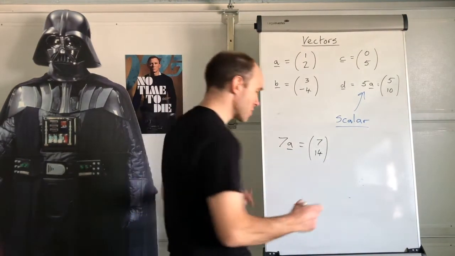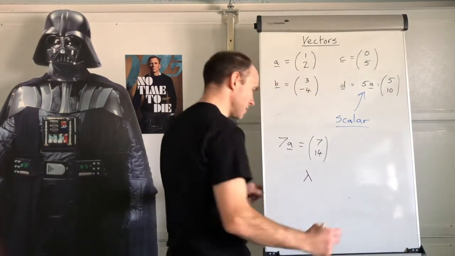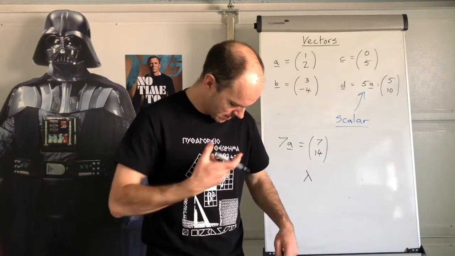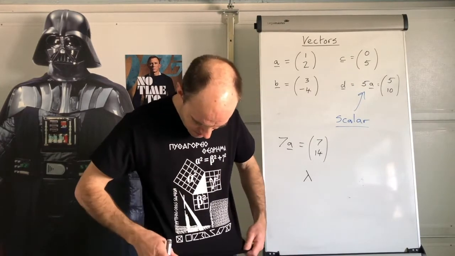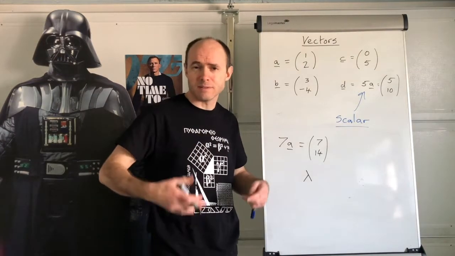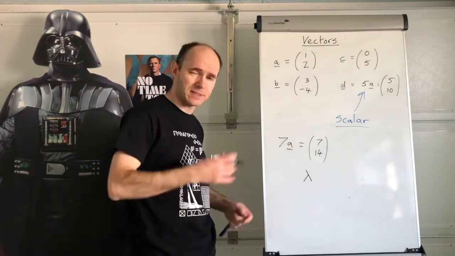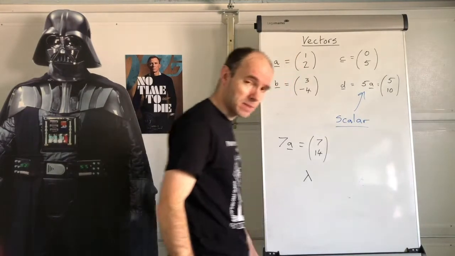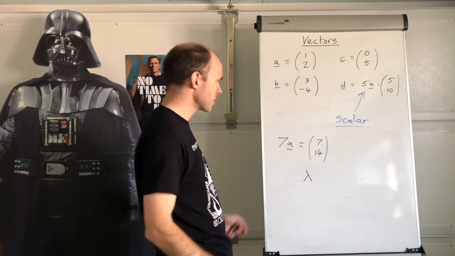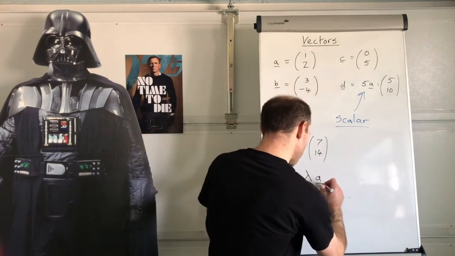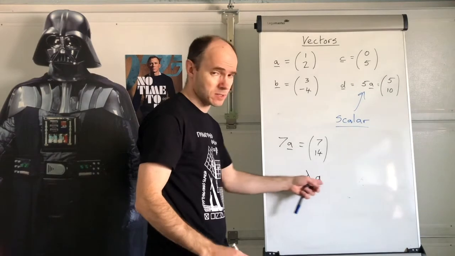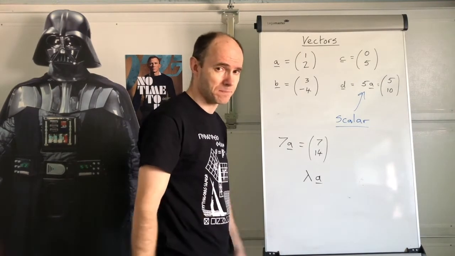We tend to use a Greek letter lambda. I don't know if that's somewhere on here. It's difficult for me reading upside down. But yeah, we often use the Greek letter lambda to represent a scalar in vectors work. So if I say the scalar multiplied by a, what that means is this is any vector that's parallel to a. That's kind of important.